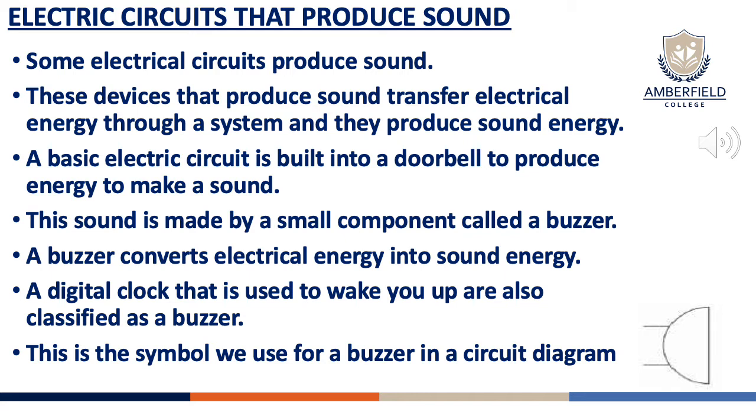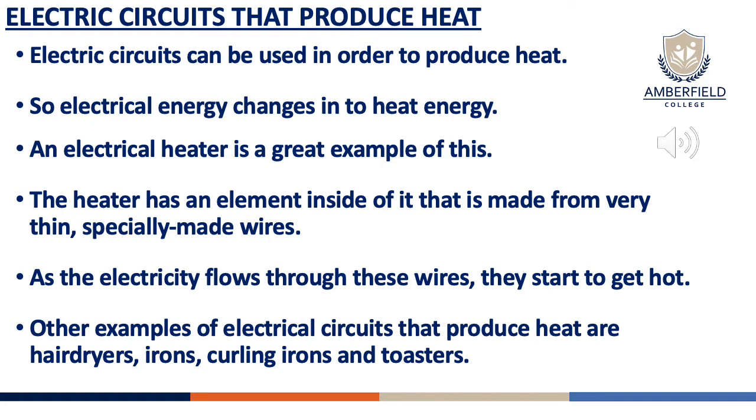Now what I'd like you to do is just look at what symbol we use in a circuit diagram which shows us that a buzzer is in the circuit. Now let's have a look at electrical circuits that produce heat. Electrical circuits can be used in order to produce heat. So electrical energy changes to heat energy. An electrical heater is a great example of this, where it takes in electrical energy but it produces heat energy and warms the environment that it's in.